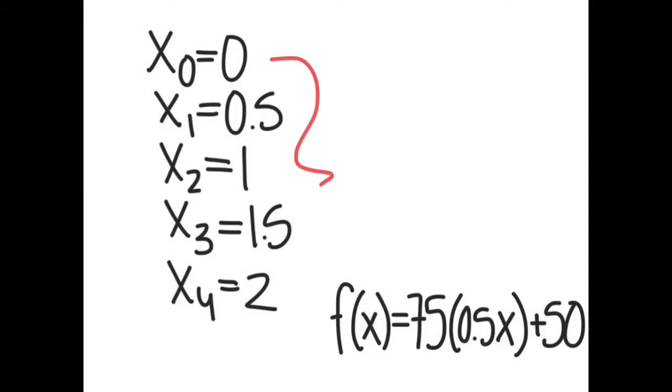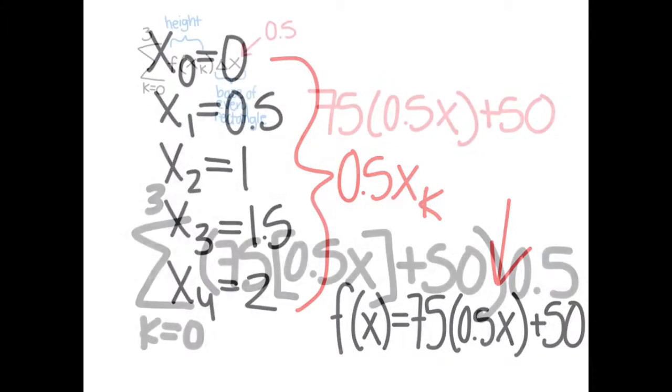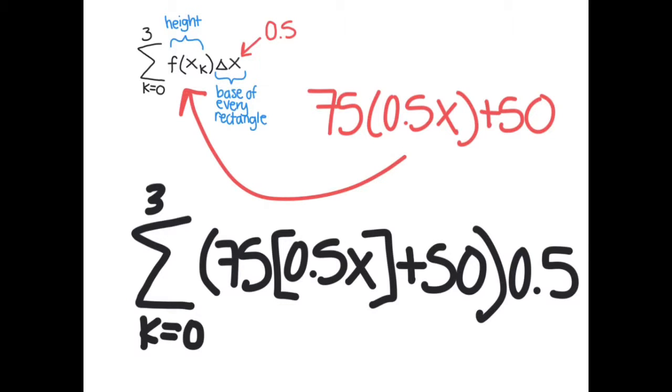We do this by entering our x subscripts into our original equation of 75x plus 50. But first, we have to find a way to set our subscripts equal with their values. We do this by multiplying our subscripts by 0.5. So our new equation looks something like this. Take this whole piece and input it here in our general sigma notation, and now we're ready to go.